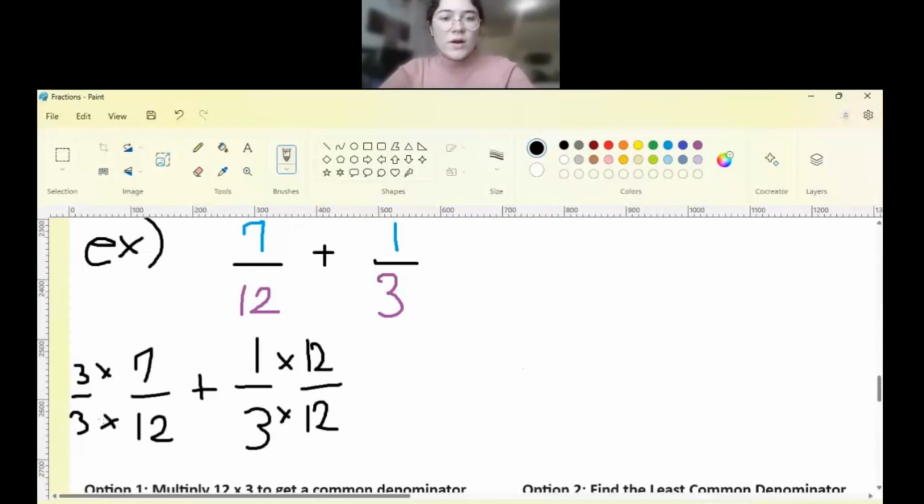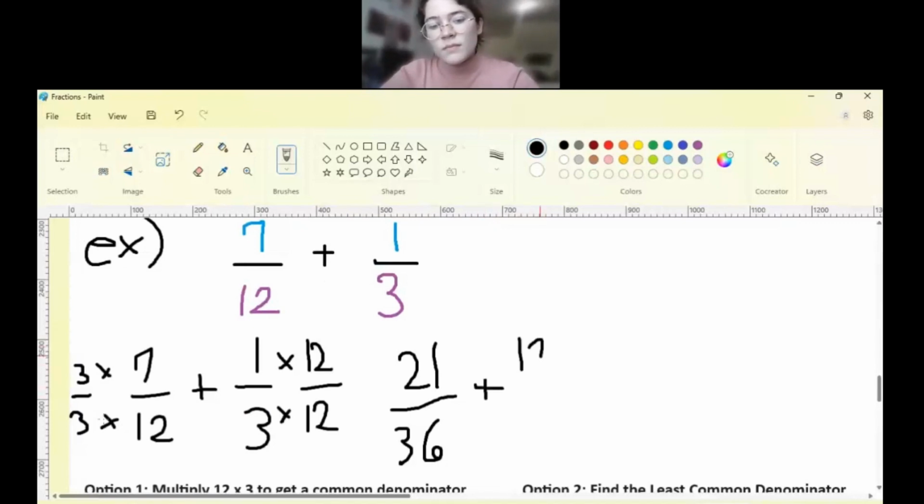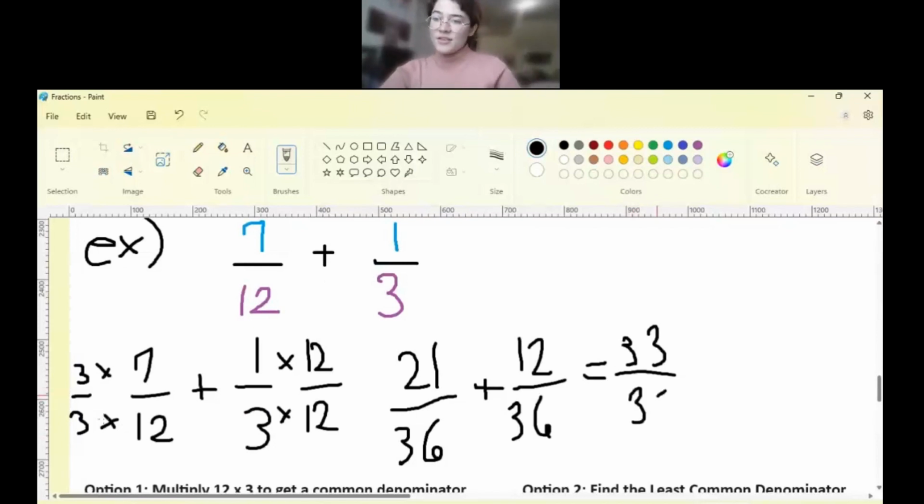as 3 times 7, that's 21, and 3 times 12, 12, 24, 36. So 21 out of 36. And we add 1 times 12 is 12, and 3 times 12 is 36. So we have that like denominator, so we can go ahead and add across the top for the numerator. So that would be 21 plus 12 is 33. And then 33 out of 36.